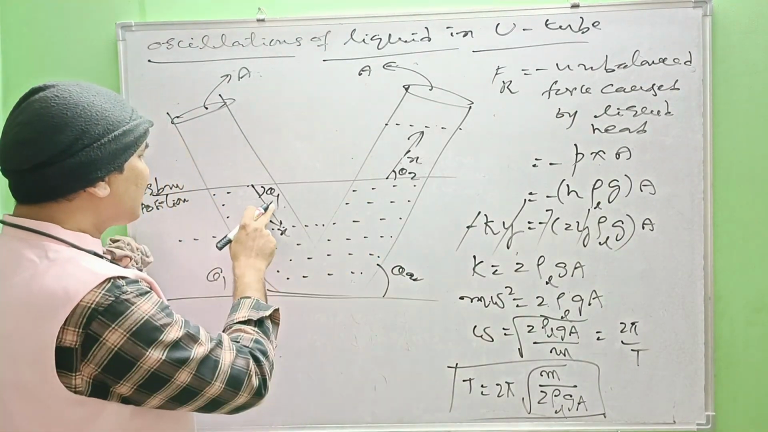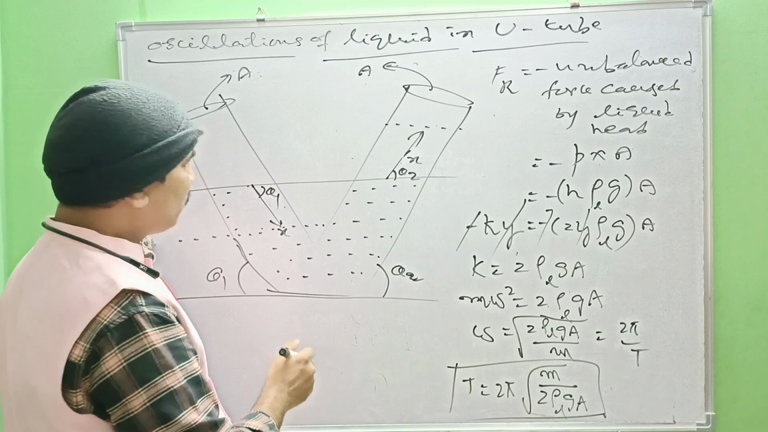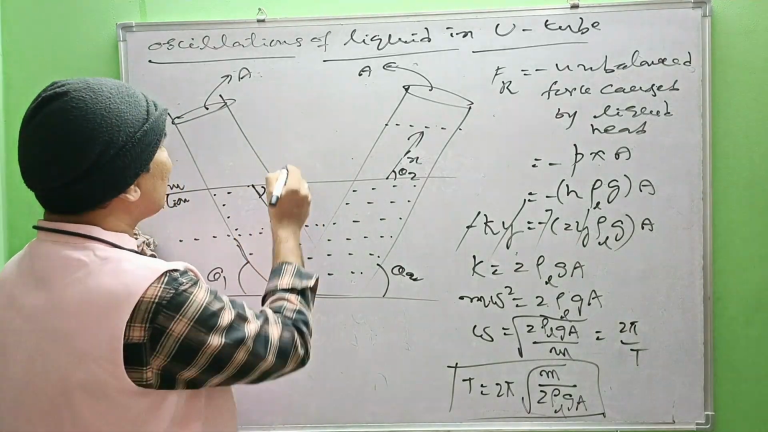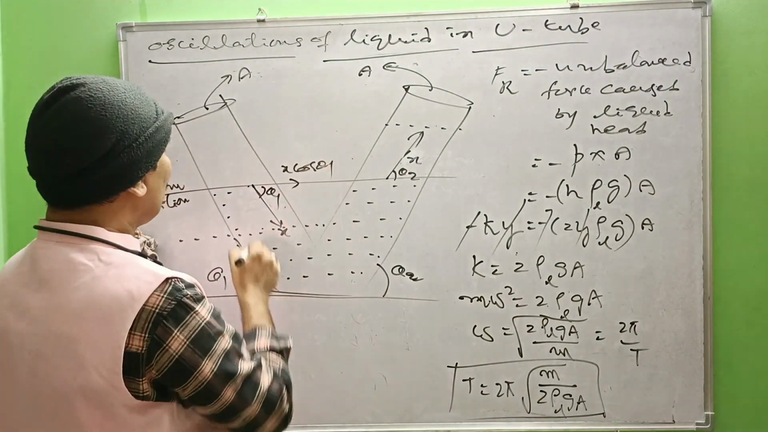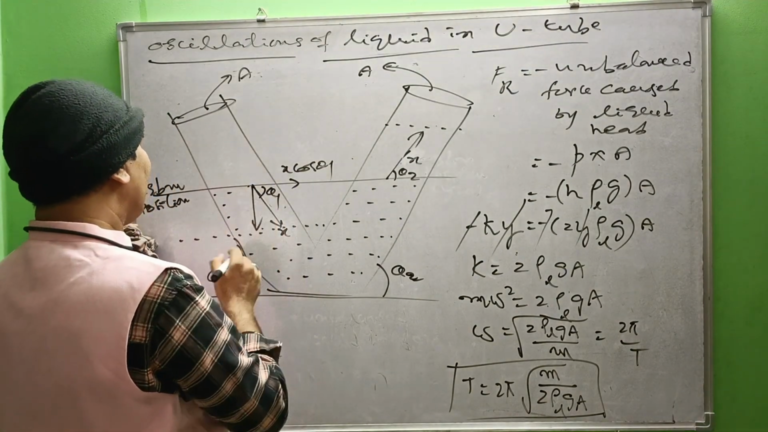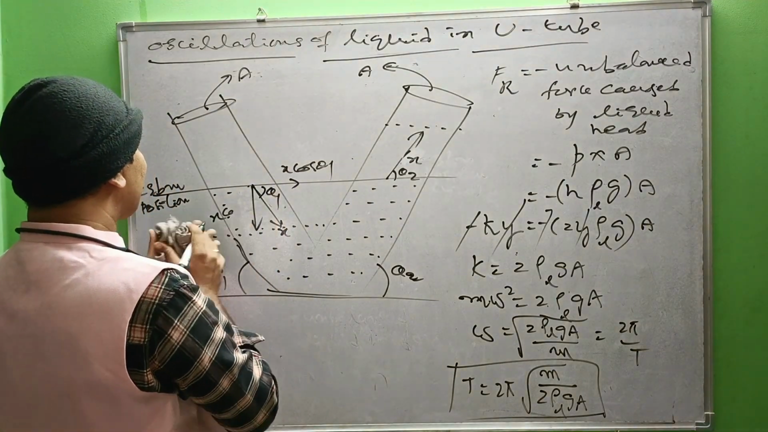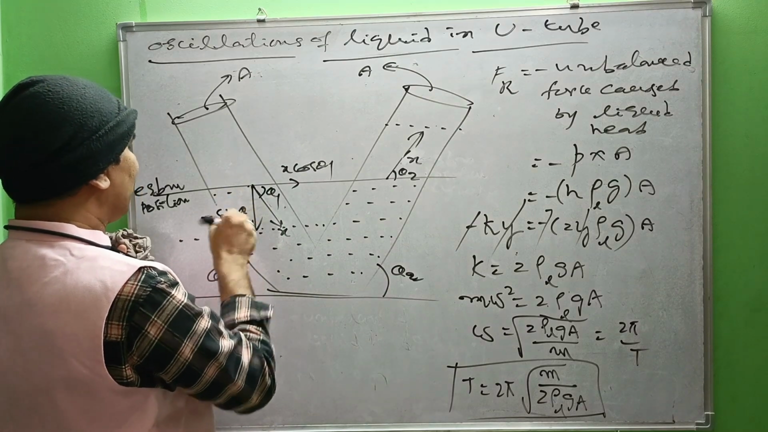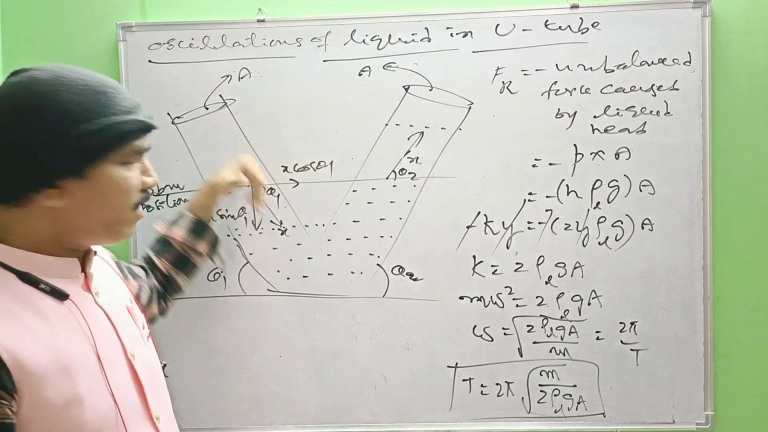See here, x is resolved into two components. One is the vertical component, another one is the horizontal component. What is horizontal? x cos theta 1. What is vertical here? x sin theta 1. So x cos theta 1, x sin theta 1.